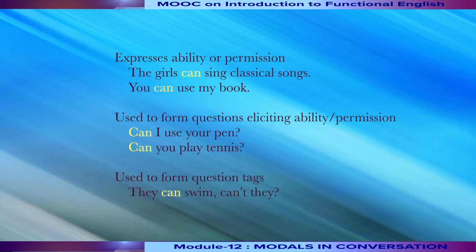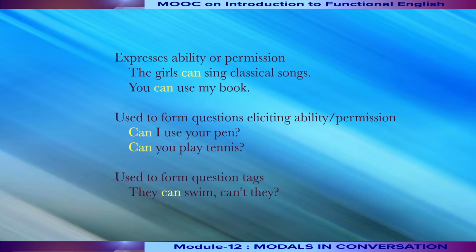But if we look at the other sentence, you can use my book, okay? Is it ability? It doesn't really refer to ability. What is it? Yes, it is permission. You can use my book, that is permission. It can be even an answer to a question like, can I use your book, please?